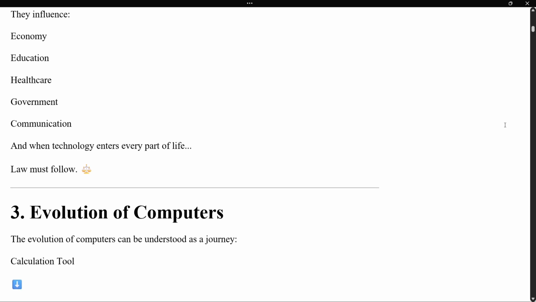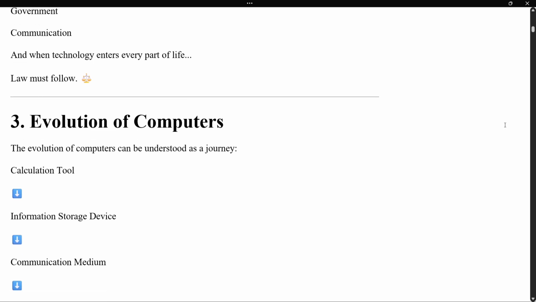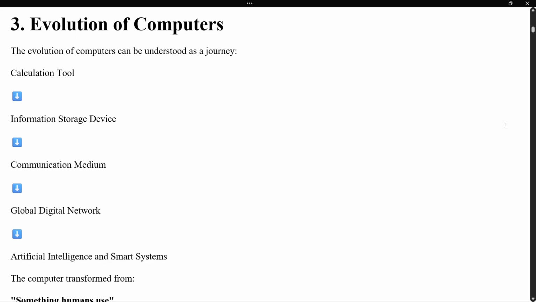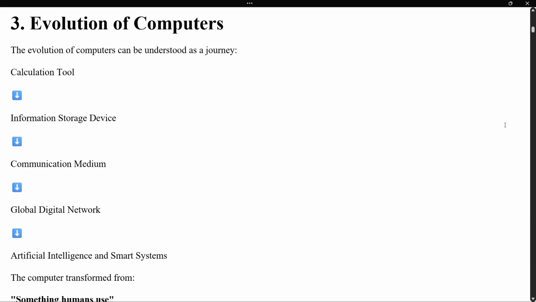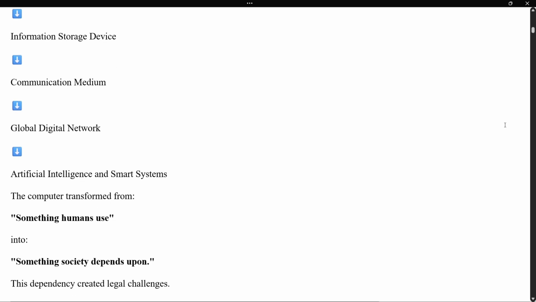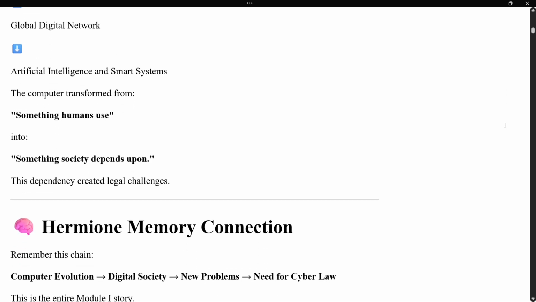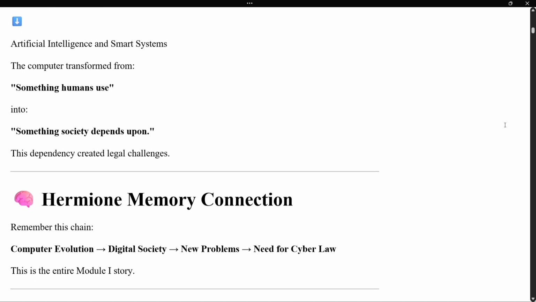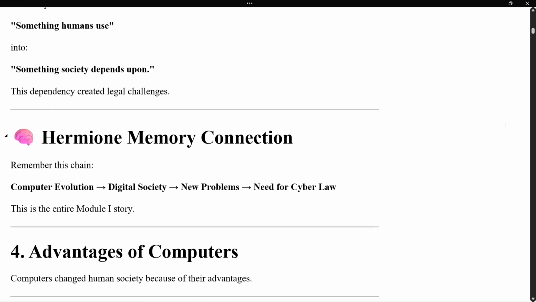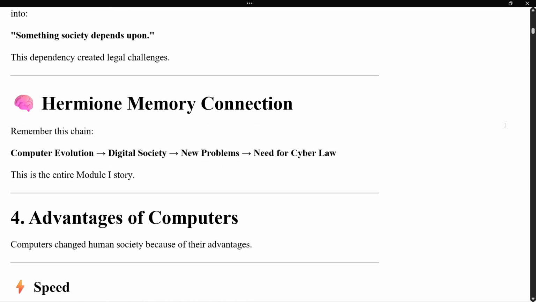3. Evolution of computers. The evolution of computers can be understood as a journey. Calculation tool. Information storage device. Communication medium. Global digital network. Artificial intelligence and smart systems. The computer transformed from something humans use into something society depends upon.